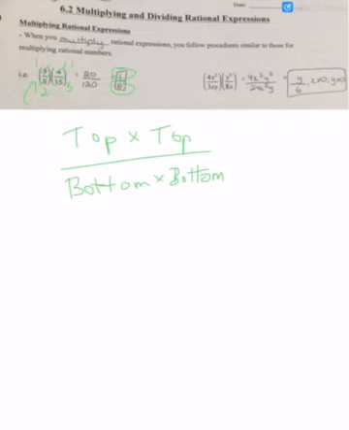Let's take a look at this next one. 4x squared times y squared is 4x squared y squared. 3xy times 8x is 3 times 8, so 24. X times x is x squared, and then the y.